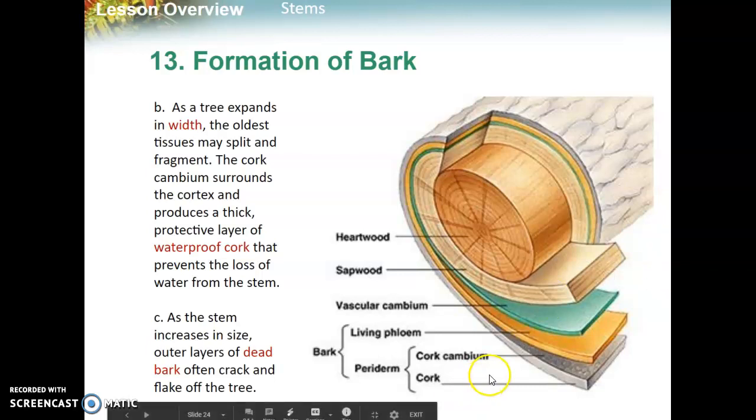And on the outside of that cork cambium, then you have the phloem and cork, or no, excuse me, on the outside of the cork cambium you don't have phloem, it's on the inside. On the outside of the cork cambium you have the cork being made, which is the bark.